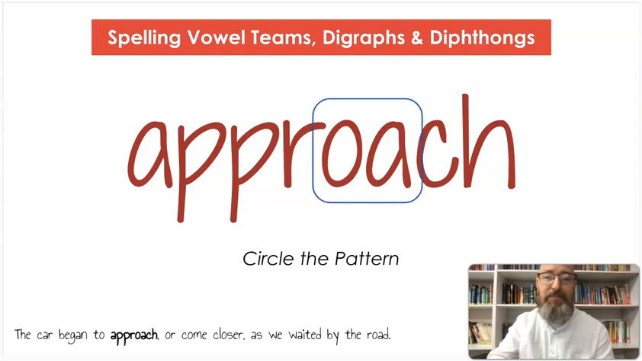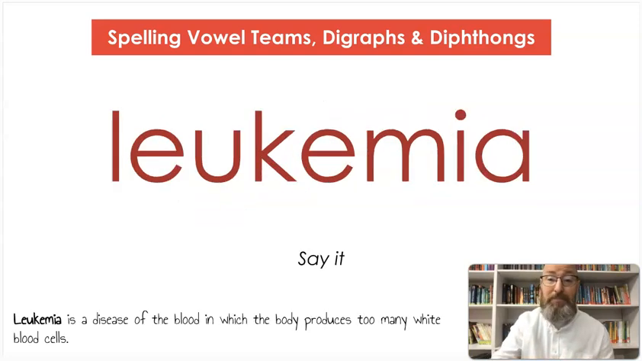A-P-P-R-O-A-C-H. Let's circle that O-A. That's our pattern again. What sound does it make? O. That's right. The car began to approach, or come closer, as we waited by the road.